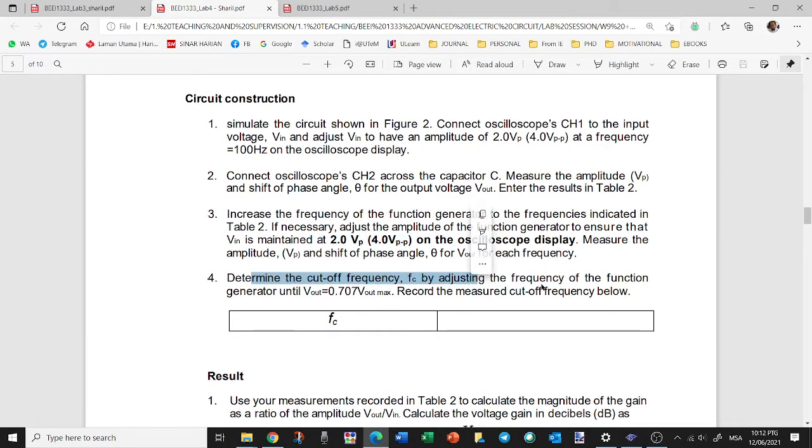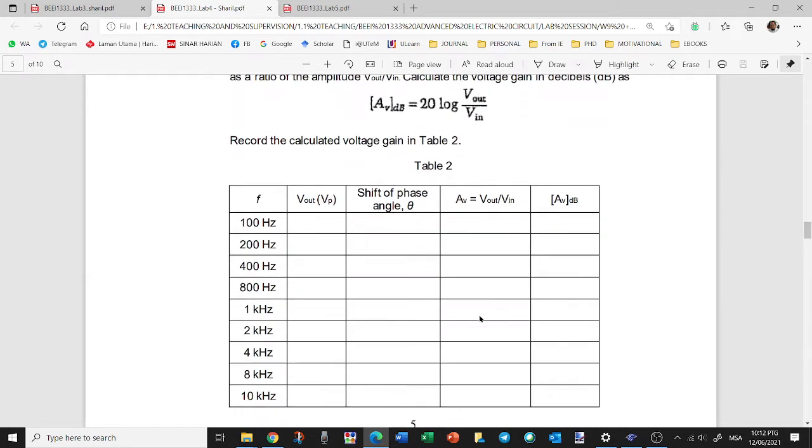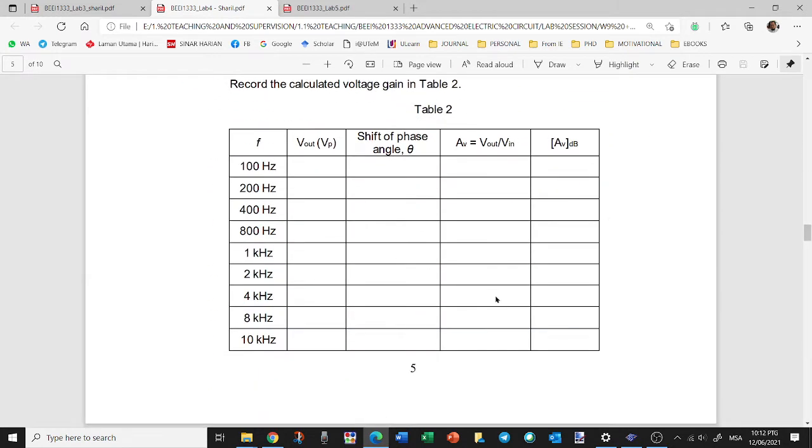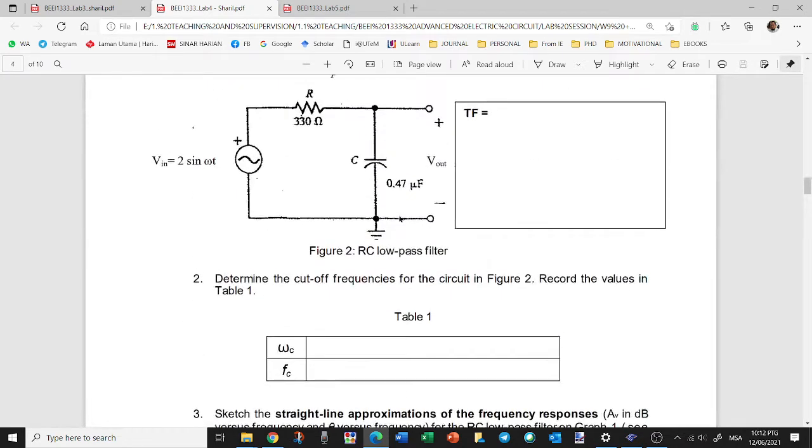and then from there you can measure and determine the cutoff frequency. Okay, for example kat sini, so table ni kamu akan penuhkan based on simulation punya result. So daripada 100 Hz you naik sampai 10 kHz. Okay, you measure dia punya Vout. Vout ni apa? Vout is the voltage across the capacitor sini. Macam mana kamu nak measure? Kamu measure daripada output oscilloscope tu.